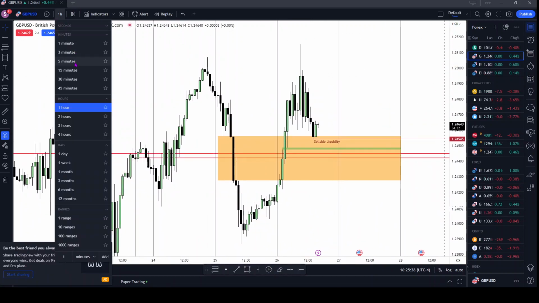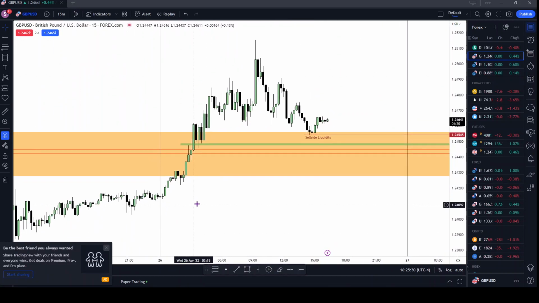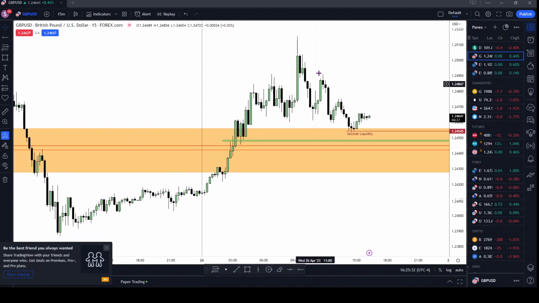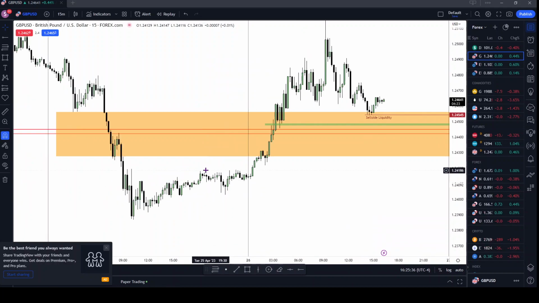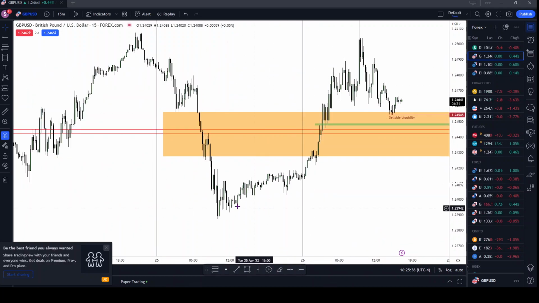So yeah, let's look at the 15-minute. Yeah, you can see we've had a very jagged afternoon session, well, New York session compared to London, which was pretty incredible.